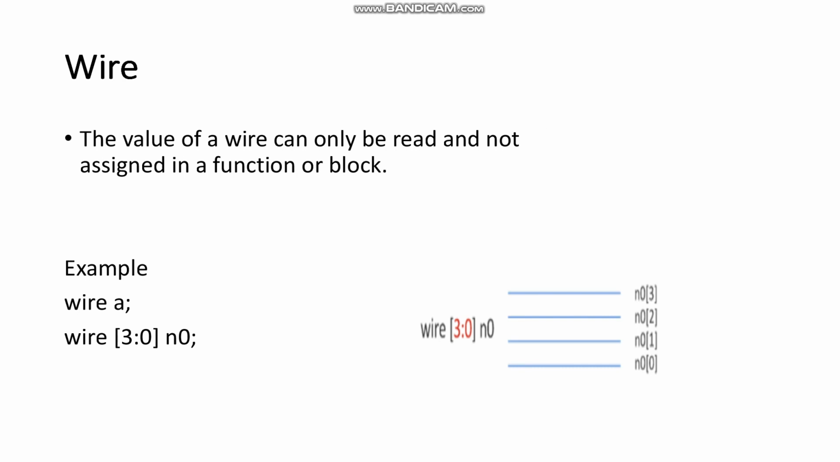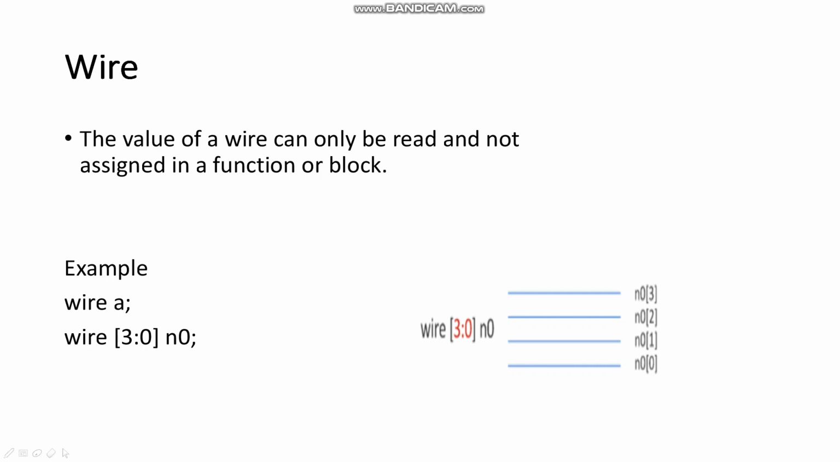In the wire data type, the wire represents a physical connection. For example, if you want to connect any circuit with the help of a breadboard, we can use a wire. The wire cannot hold any value. The same applies to the Verilog wire data type: it cannot hold any value. It can only be read, and it cannot be assigned in a function or a block.